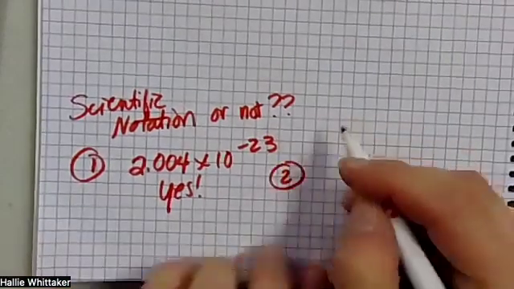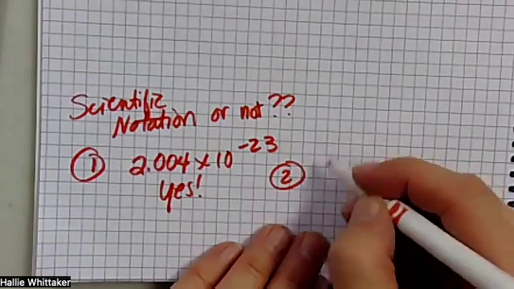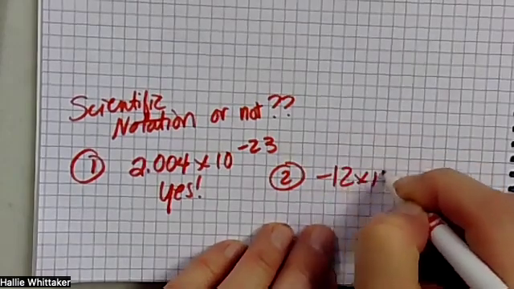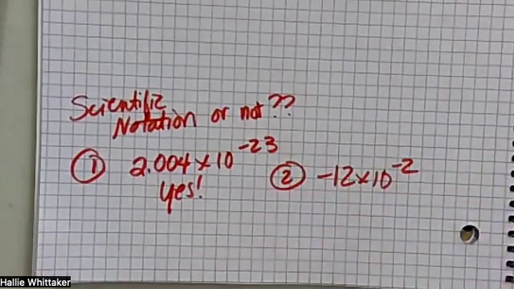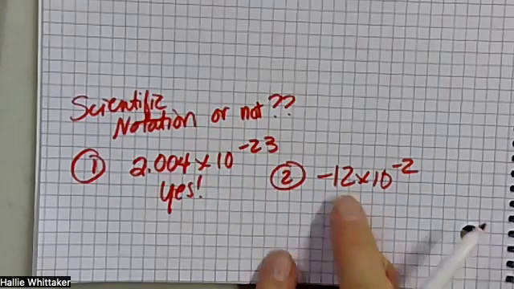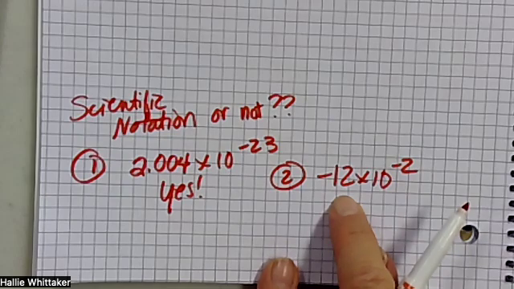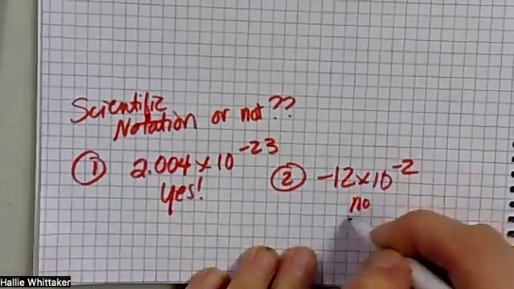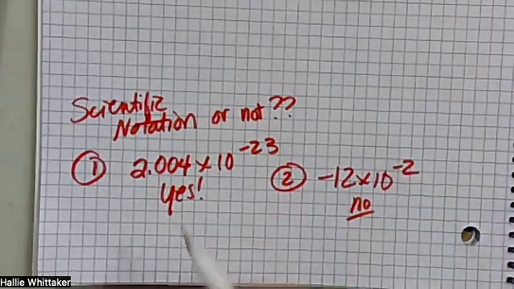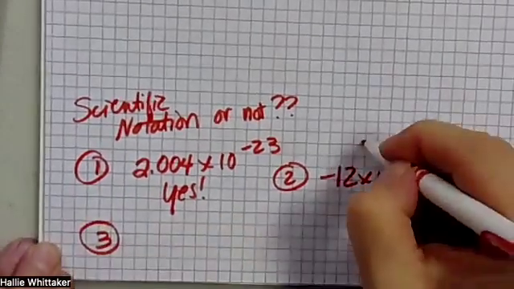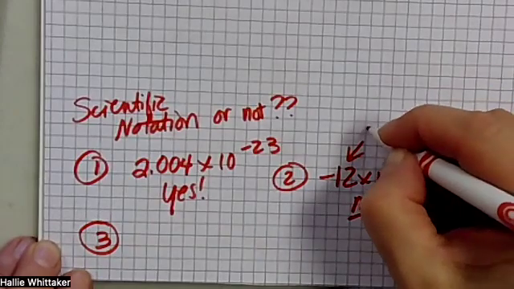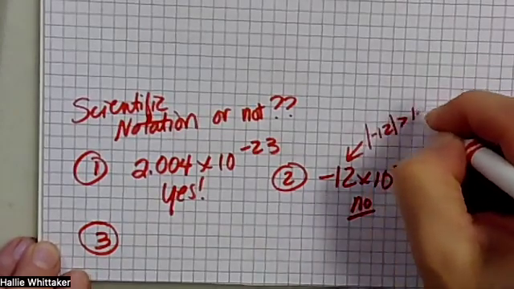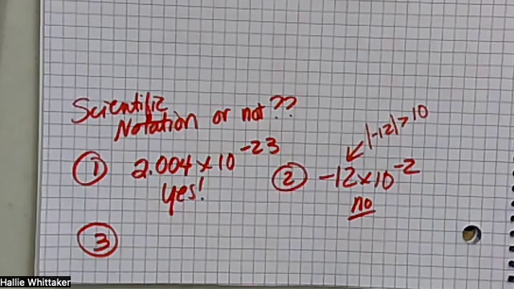Okay, number 2. Good question, Isaac. What if I give you negative 12 times 10 to the negative 2? Is that in scientific notation or not? Right, because the absolute value of negative 12 is greater than 10. So that's a no-no. We would have to fix that, and we'll work on that in a minute. If you want for your notes, you can put absolute value of negative 12 is greater than 10. So that's what knocks it out.